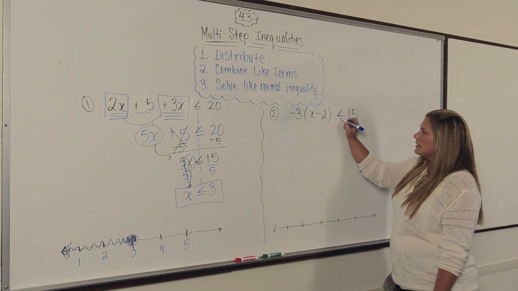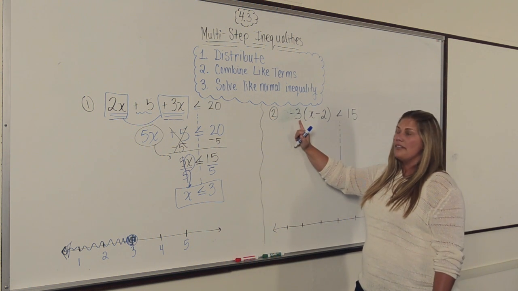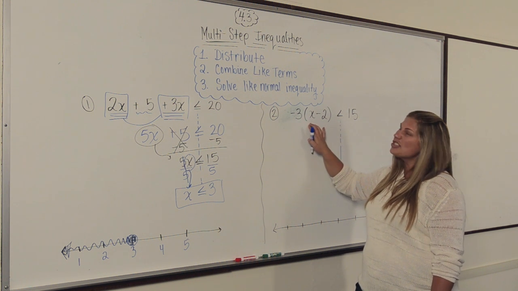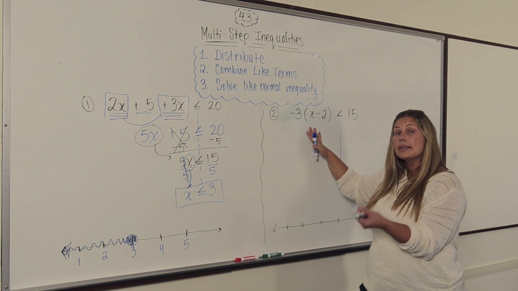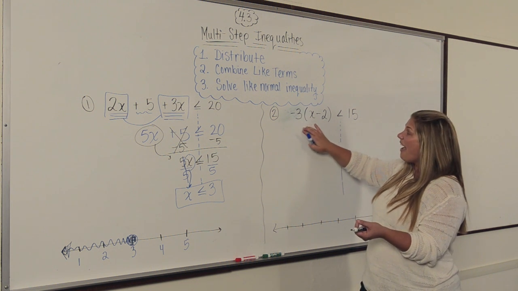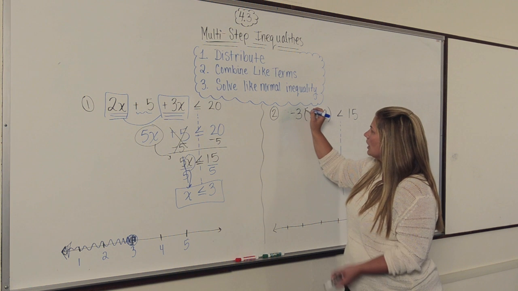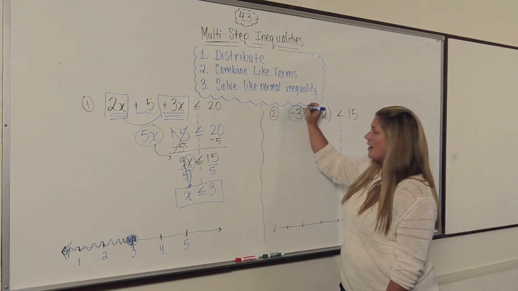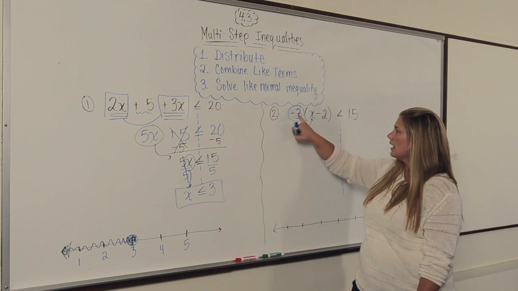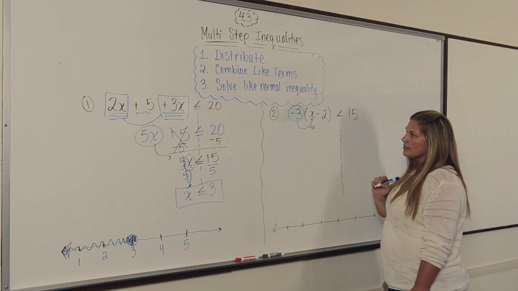So now let's move on to number 2. On this problem, I do have a number touching the parentheses. So remember, when the number is touching the parentheses, touching means multiply. But more specific, it has to multiply everything inside. So that's when we distribute. So be careful because it's not just a 3, it's negative 3 multiplying. Negative 3 times x is negative 3x.